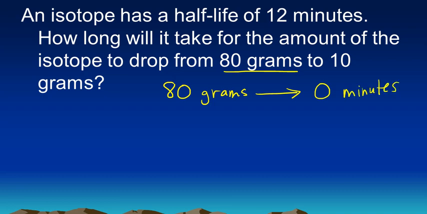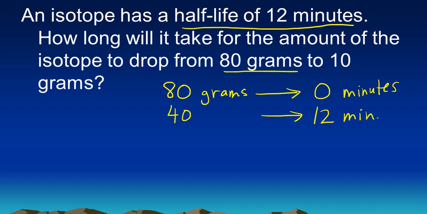And this time, what is the half-life? Well, it says the half-life is 12 minutes. So that means that after 12 minutes, how much is left? Well, whatever half of 80 is, which is 40 grams. If we allow another 12 minutes to pass, another half-life, that's 24 minutes. 12 plus 12 is 24. And so we're left with half of 40 grams, which is 20 grams.